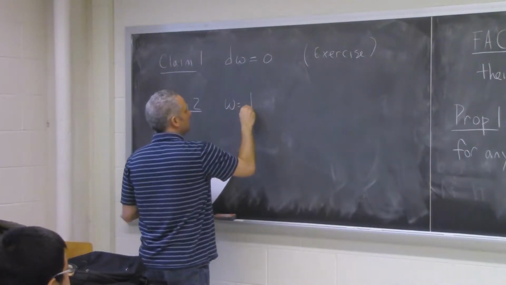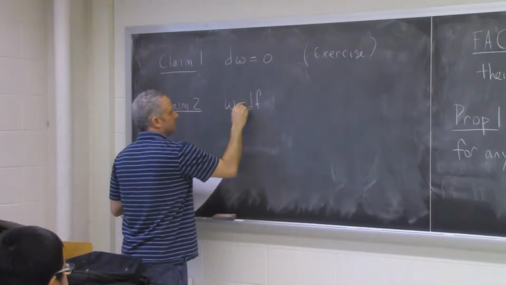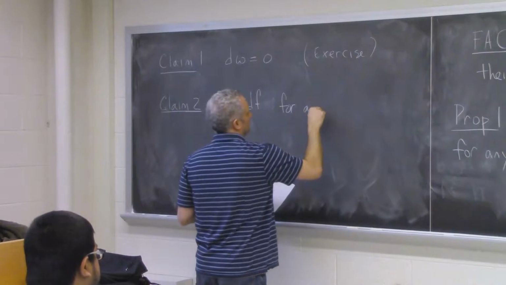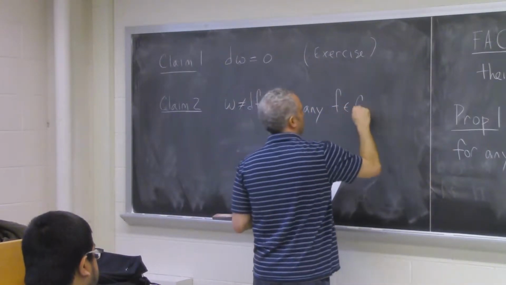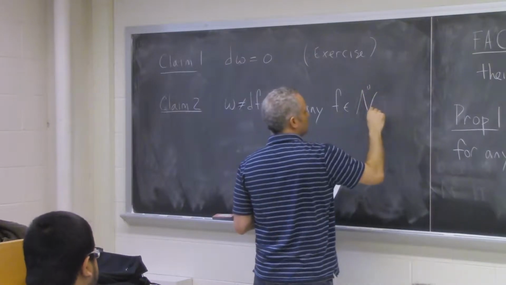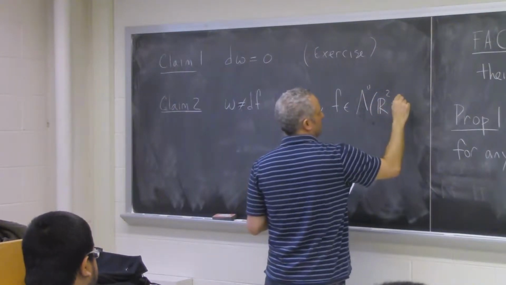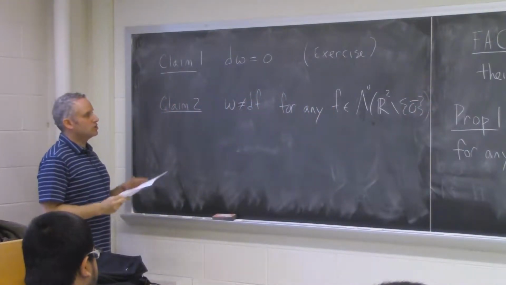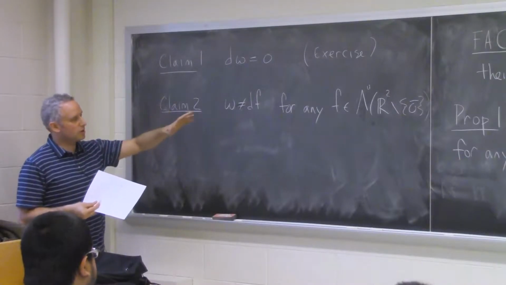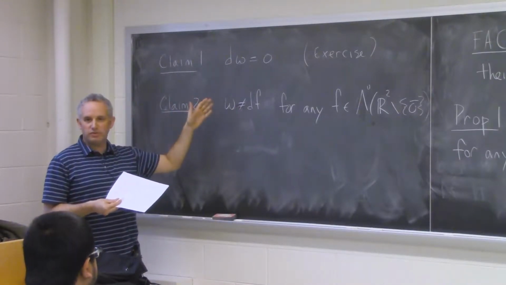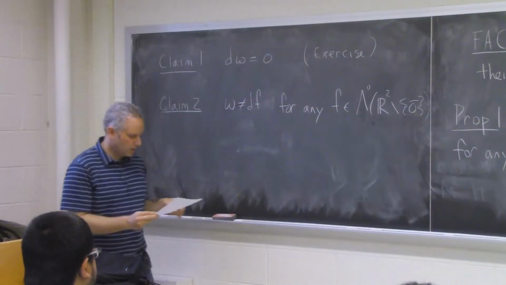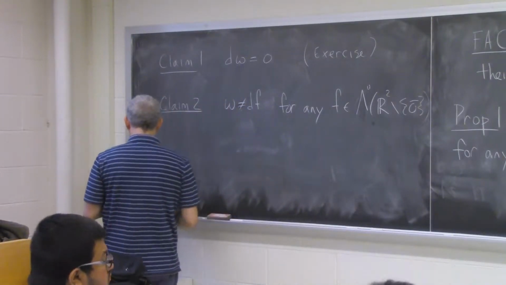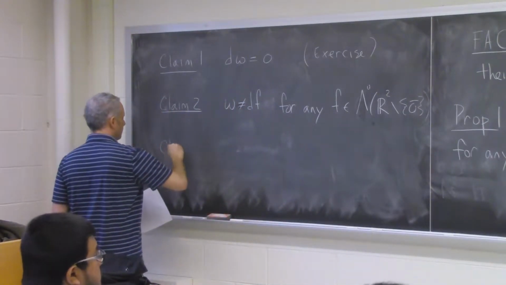Omega is not d of anything. So for any smooth function or 0-form on R2 minus the origin, I'll just write it like this to save some space, there's no function on the punctured plane, as we call it, whose exterior derivative is equal to omega. Okay? All right.